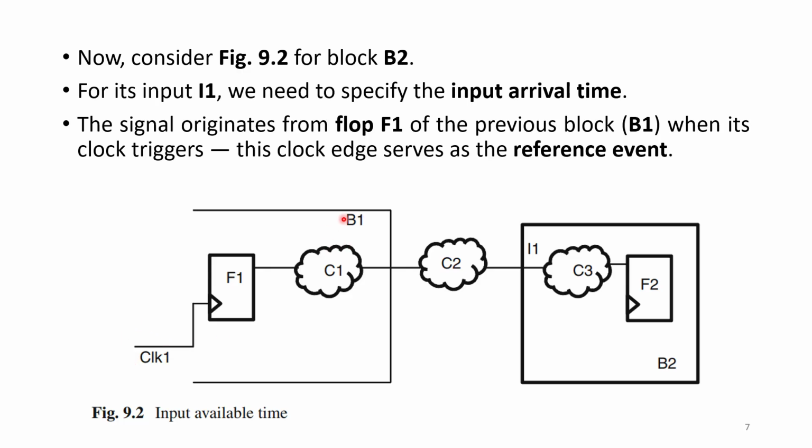Now here, this is block B1. The data that should arrive at this particular input I1 depends upon clock 1. Why? Because whenever clock 1 triggers, only then does data come from D to Q. That Q data present at the Q pin will have some amount of combo delay of C1, followed by C2 and some wire delay, so that will be the final time for the data to be available at input I1. According to the figure, here the reference event is with respect to clock 1.